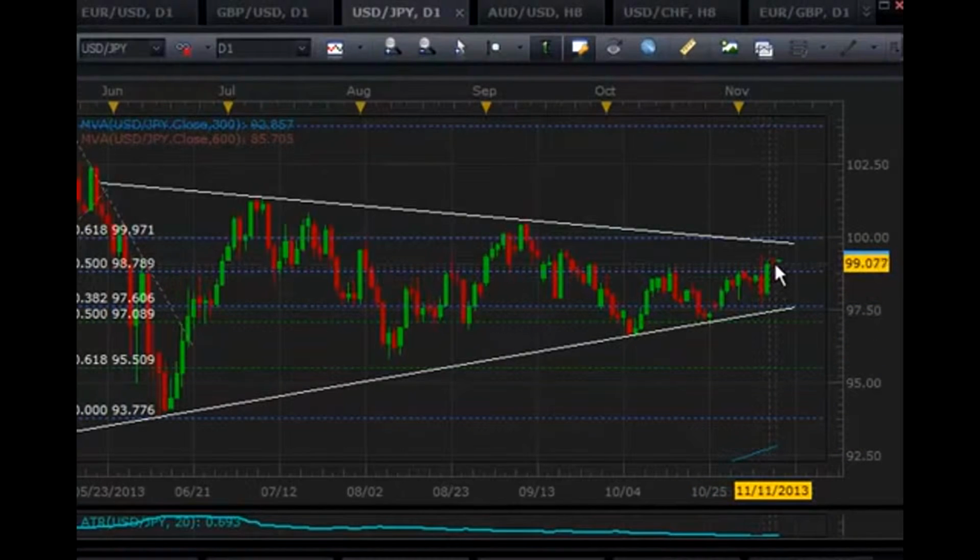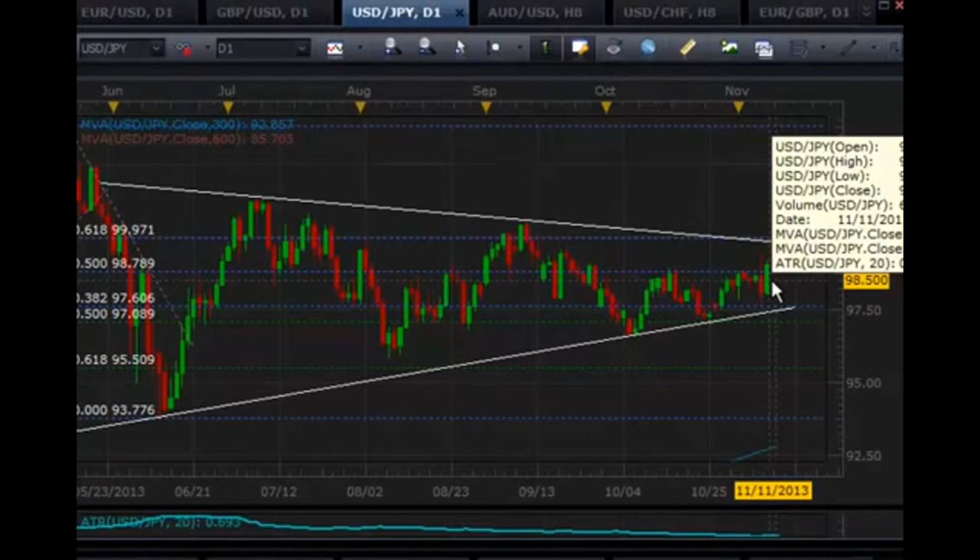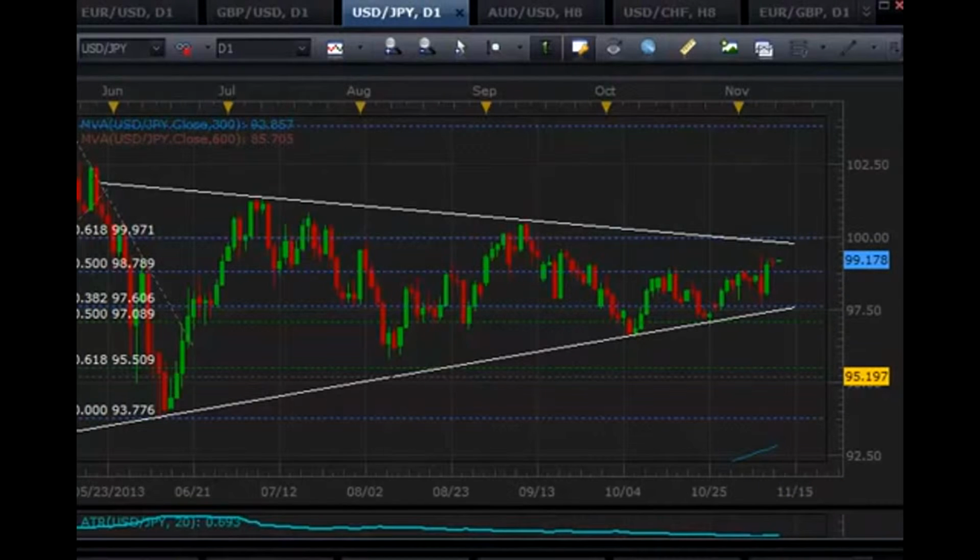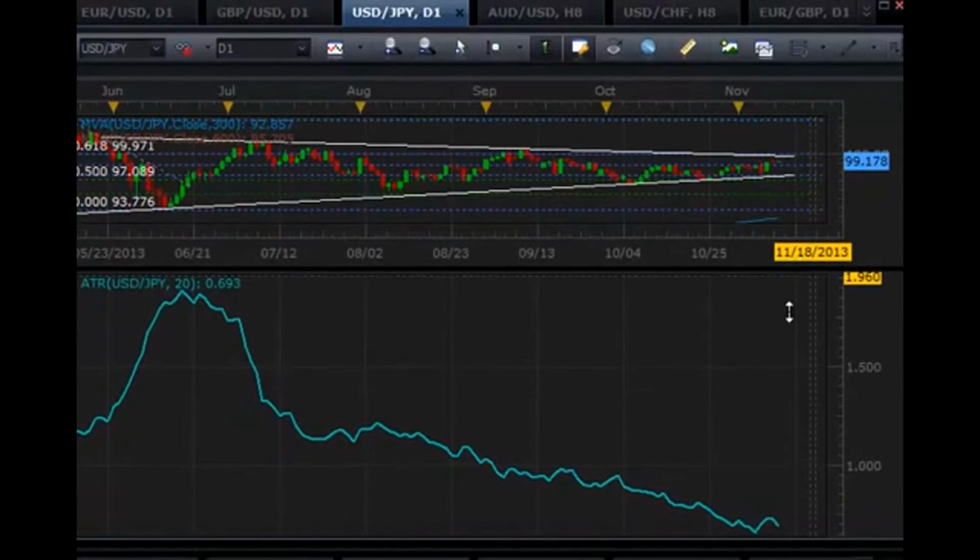For example, we can see this session here from Monday was very, very narrow. High to low, you can see it was essentially 30 pips. Wow, it was a really narrow day, really inactive, very quiet. We put that into context with all the other 19 previous trading days, and you get a measure of activity that looks like this. Very, very quiet.